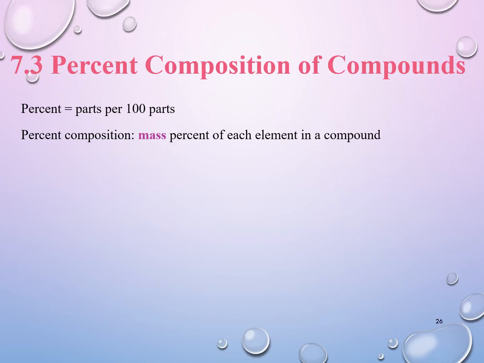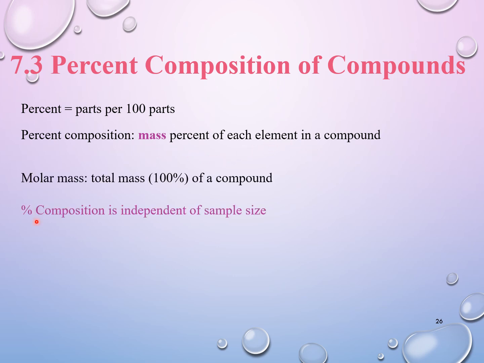Let's talk a little bit more about percent composition. Remember, percent means per 100 parts, and we're going to be talking a lot about mass percent of each element in a compound. Remember, percent composition is independent of sample size. A big sample size or a small sample size will still have the same ratio of percent composition. So we always pick convenient numbers, okay?